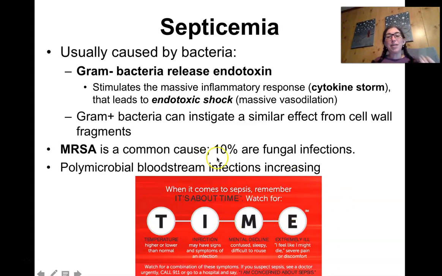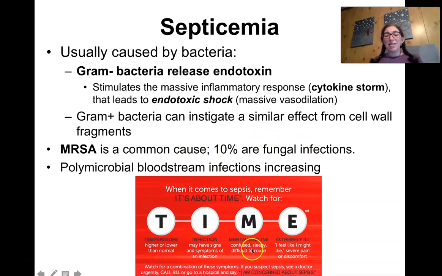So the main causative agent is bacteria. When you have a lot of bacteria in the blood, when they're gram-negative bacteria and they release endotoxin, it's the endotoxin that really triggers that cytokine response and leads to that shock, that septic shock. Gram-positive bacteria can do it too through different cell wall fragments, not endotoxin, but definitely endotoxin is problematic. The most common cause of septicemia is MRSA. But most cases of septicemia are bacterial, though 10% of sepsis cases are from fungal infections.